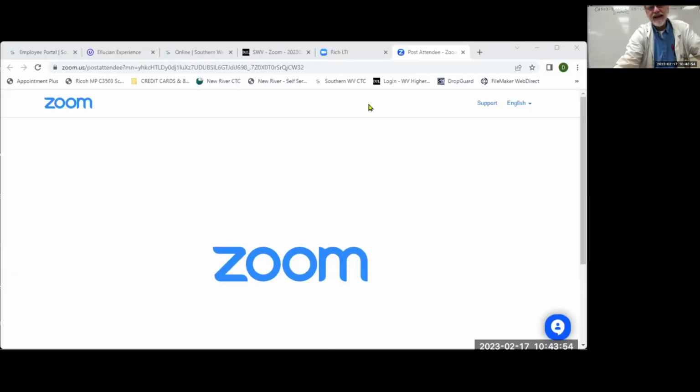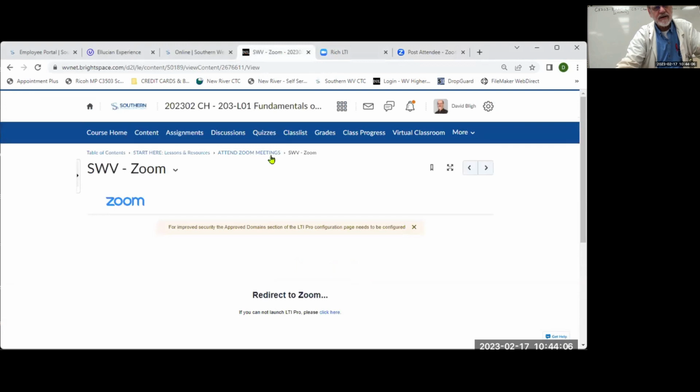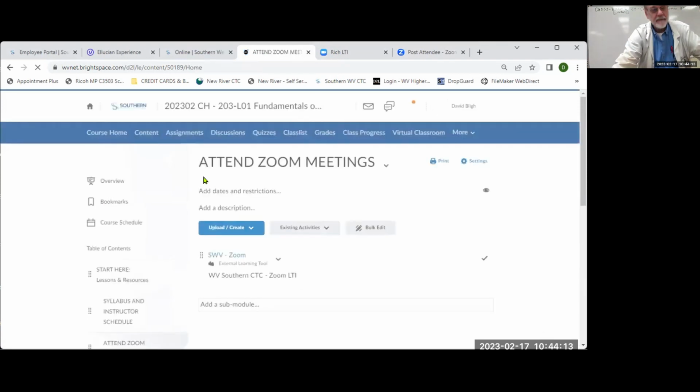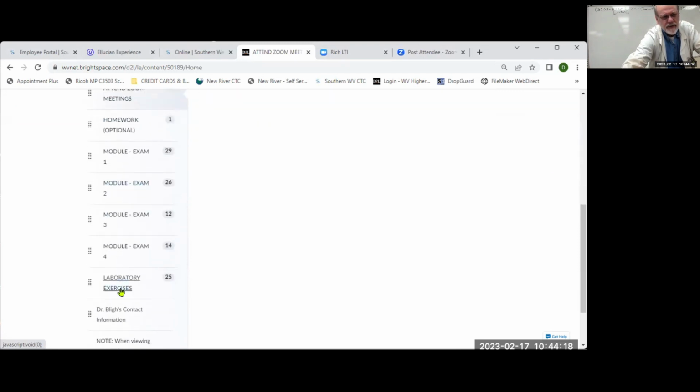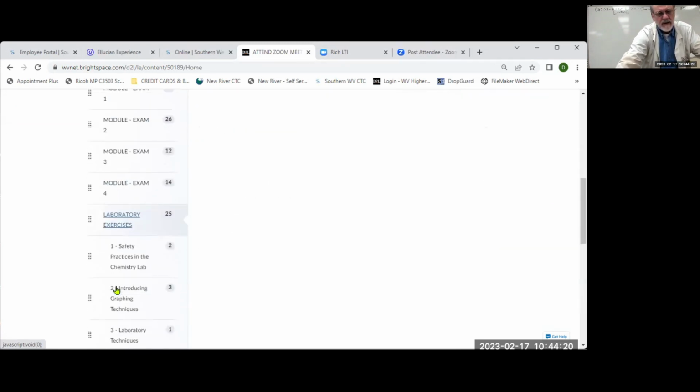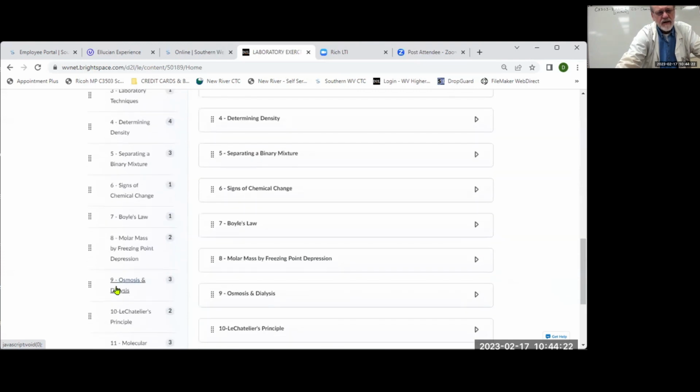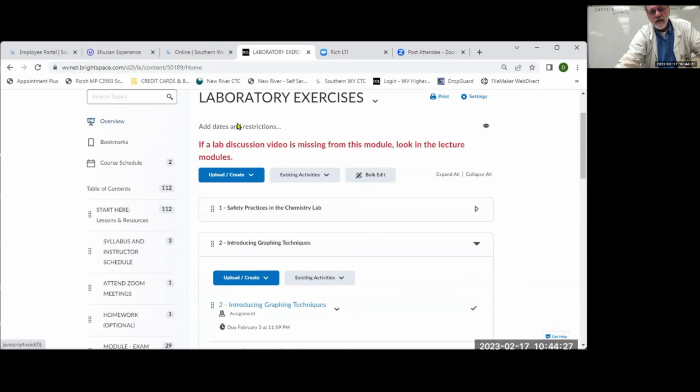Okay, now I need to get some stuff out of the way. I think it's here. Yeah. So I can go back over to content, and then scroll down to labs, lab exercises. This one is determining density. That's the one we were going to do today.